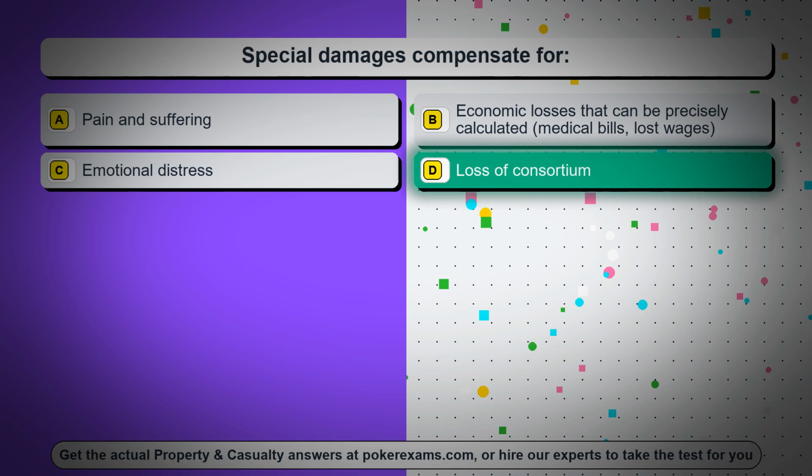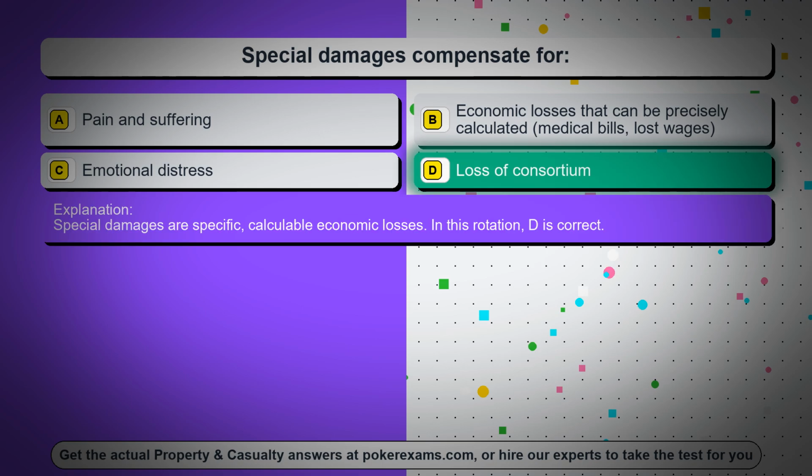Loss of consortium. Special damages are specific, calculable economic losses. In this rotation, D is correct.